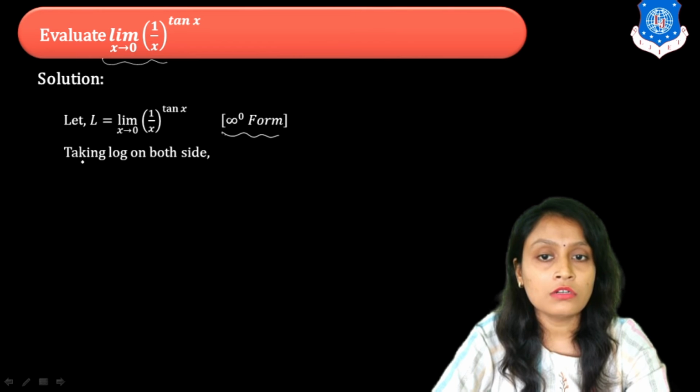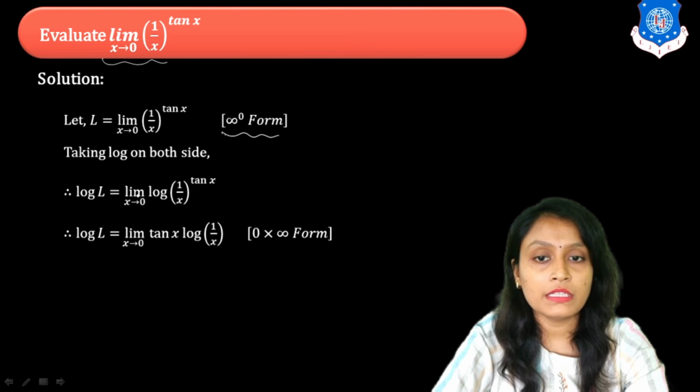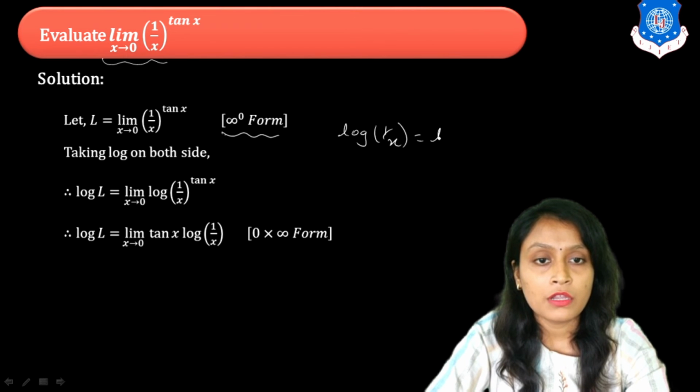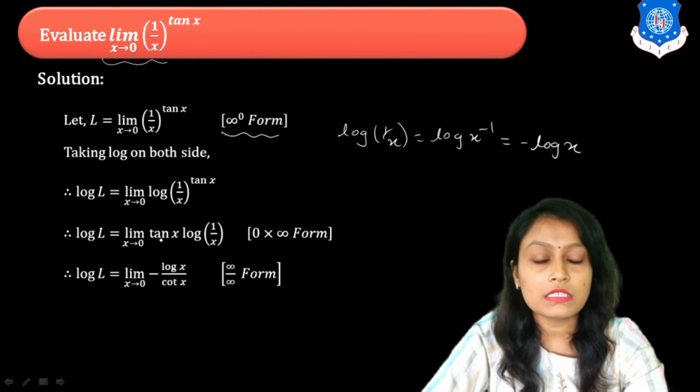So we will apply log on both the sides. So you will get log L is equal to limit x tends to 0 of log (1 upon x) raised to tan x. Now apply the log formula, so bring this tan x here. So you will get log L is equal to limit x tends to 0 tan x into log 1 upon x. Now we know this log 1 upon x we can write as log x raised to minus 1, and this can be written as minus log x. So we will write log 1 upon x as minus log x and bring this tan in the denominator. So you will get cot x.